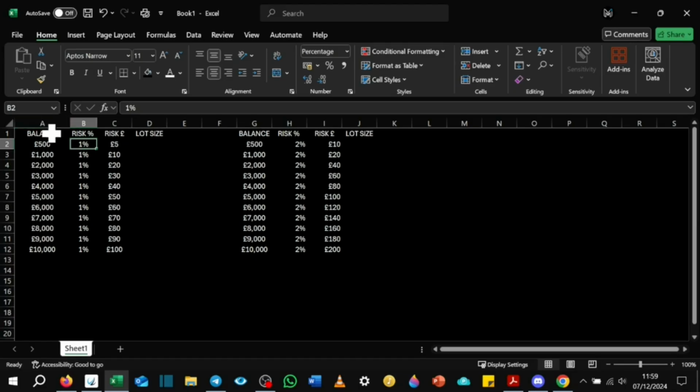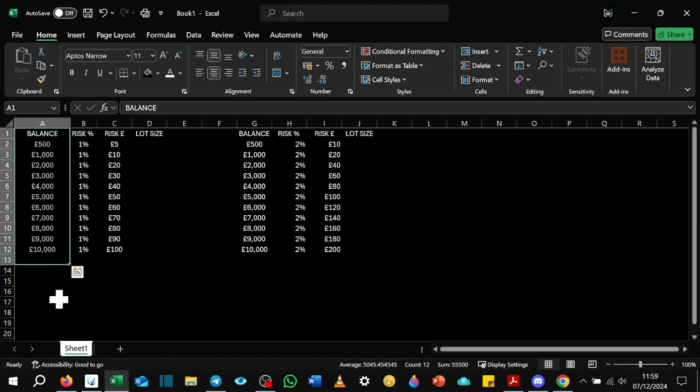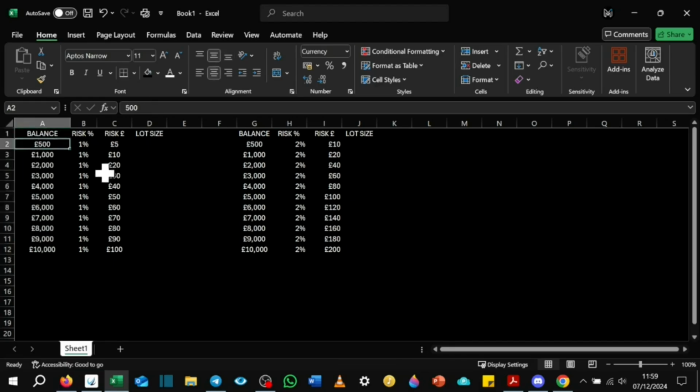So I have listed the balances. So with a £500 balanced account, risking 1% of the £500 total account, your stop loss should be around £5 at risk. Now, the lot size is the next thing we're going to do.